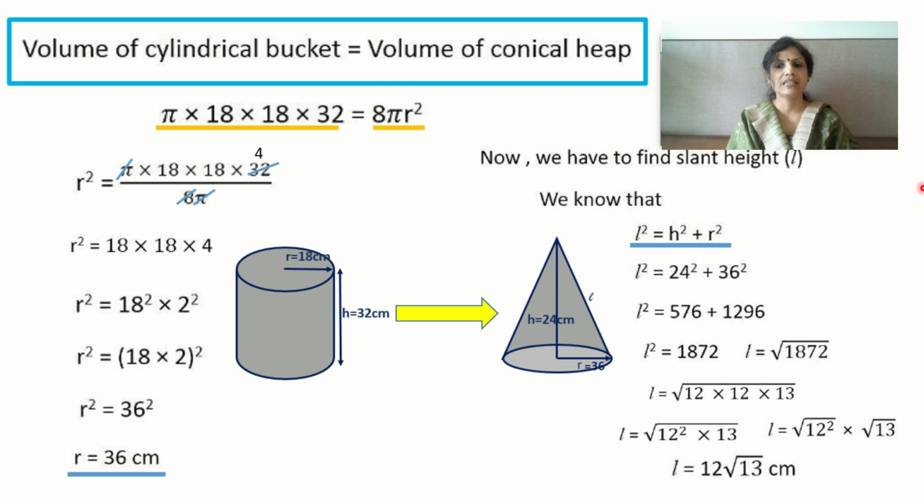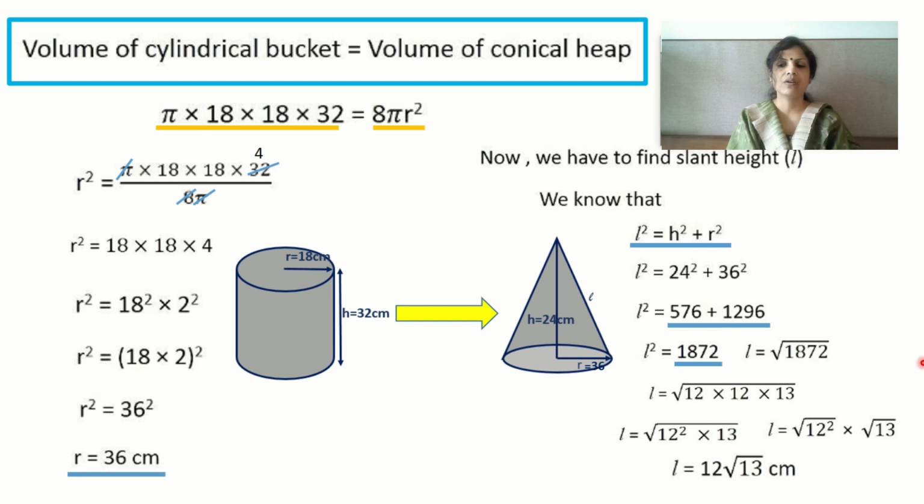So slant height can be given by the formula L square is equal to h square plus r square. Let's substitute the value of h and r. So we get L square is equal to 24 square plus 36 square. Alright, 24 square is 576 plus 36 square is 1296. Now let's add these two terms. If you add these two values, we get 1872. So L square is equal to 1872.